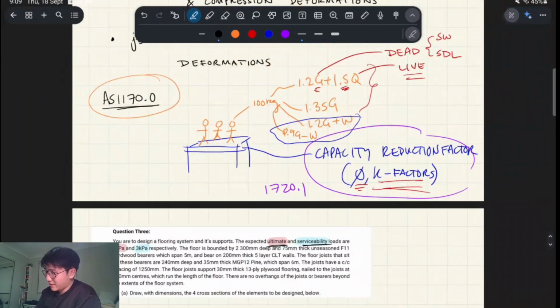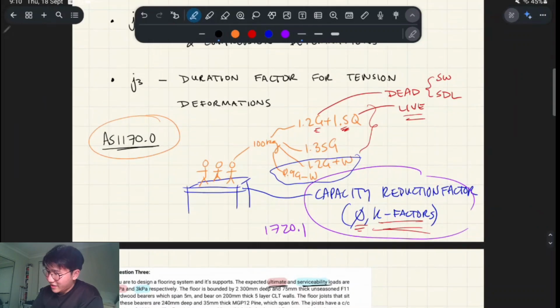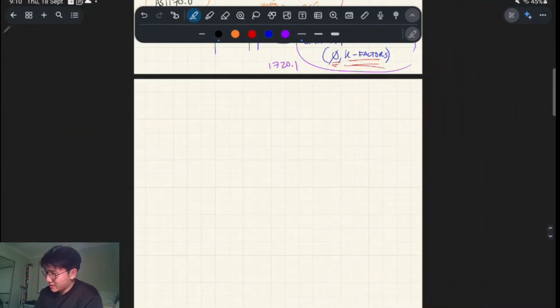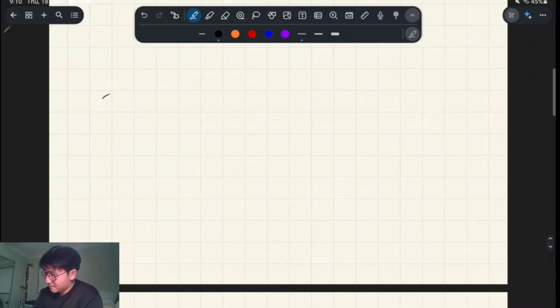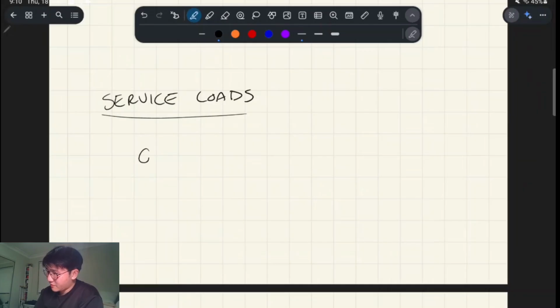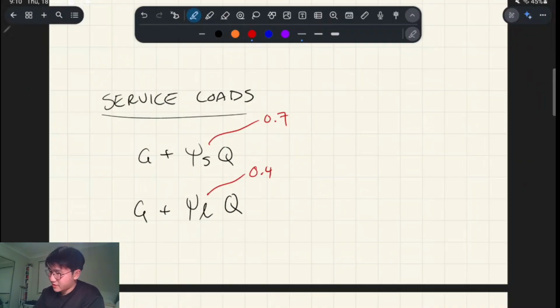Service loads. I haven't talked about this whole thing yet. So that was just strength. We have service loads as well. Service loads are everyday loads. Let me write down what they say in the standards. You have G plus phi S Q. You have G plus phi L Q. So this is the short-term factor and this is the long-term factor. Long-term factor is 0.4, short-term factor is 0.7.